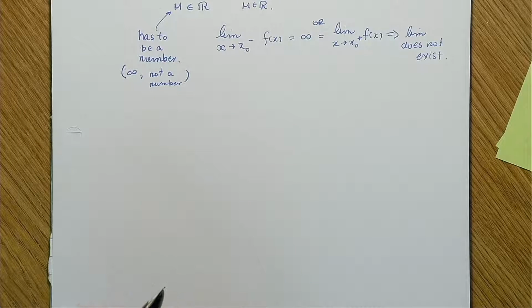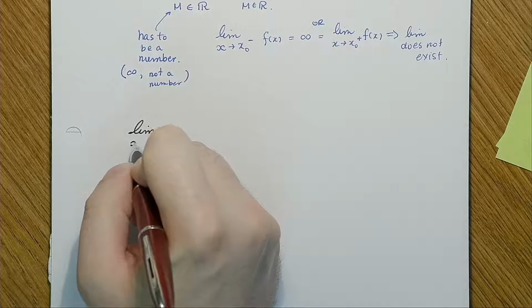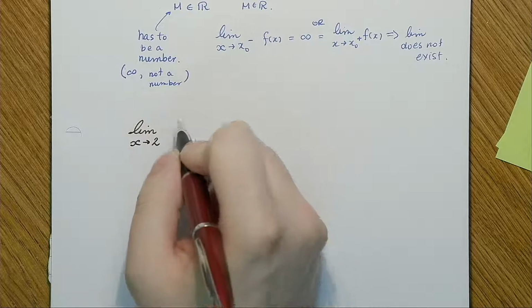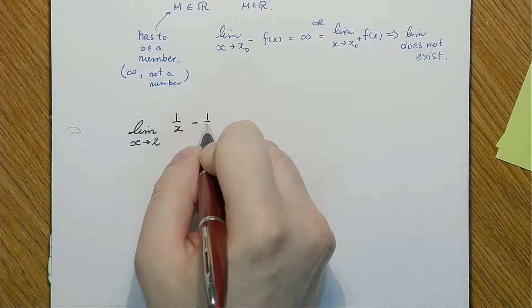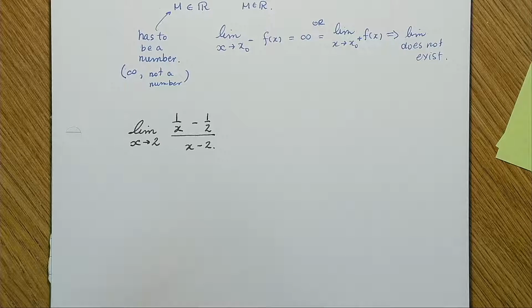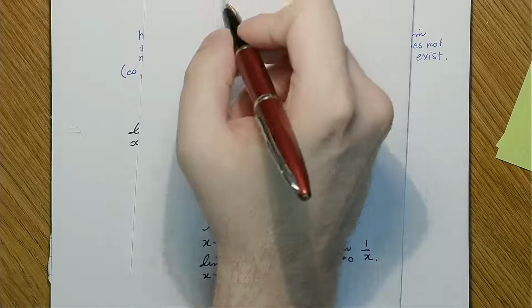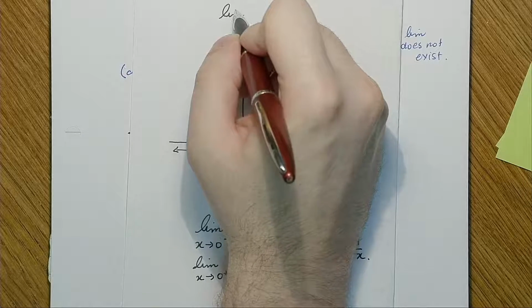Now, usually when I ask questions like this, which is, find the limit as x goes to 2 of 1 over x minus 1/2 over x minus 2, I usually will say, find that limit, and I do expect a value. If I am looking for something where the limit doesn't exist, for example using like this, I wouldn't just say, find this limit.